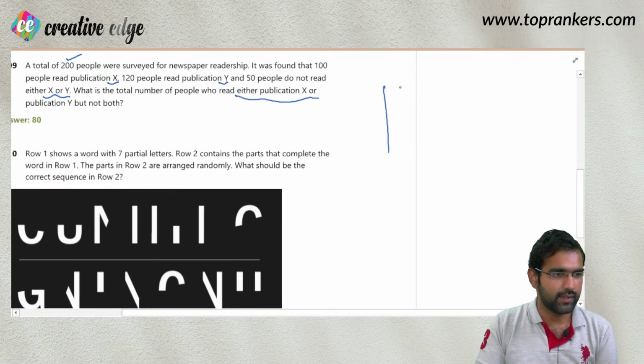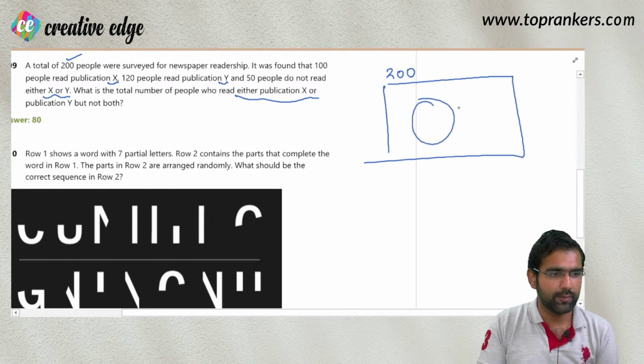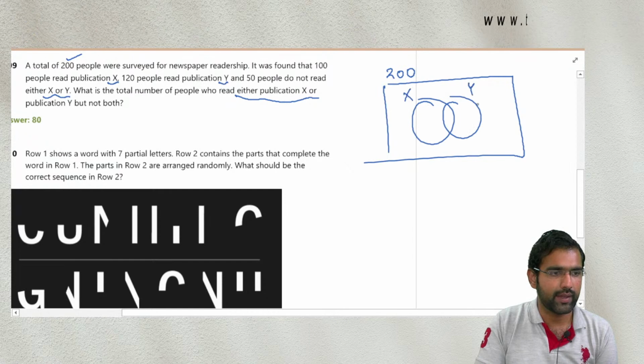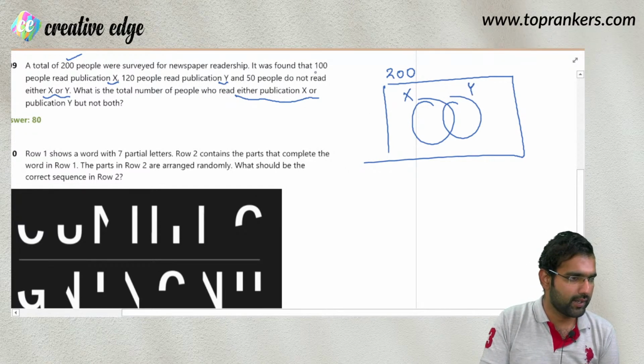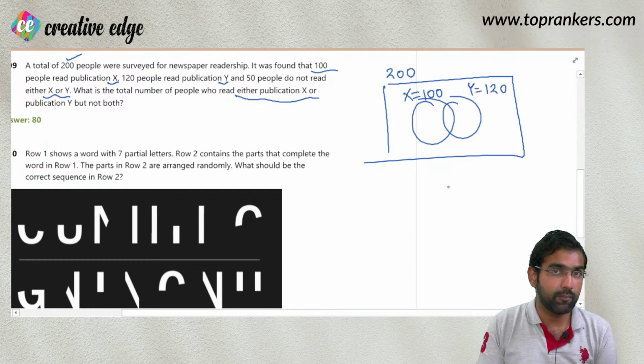Please understand. There are 200 people in this city, colony, or whatever you want to call it, and there are two types of categories, category X and category Y. Category X people, there are 100 people who read X type of newspaper. Category Y, there are 120 people who read Y type of newspaper.